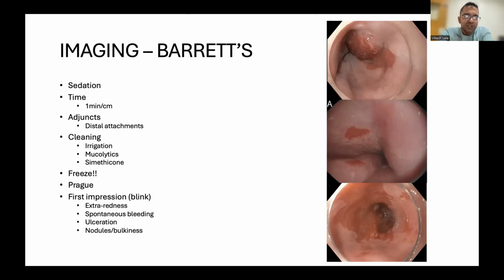The other thing to mention is that it's fundamental to clean the area adequately. You often miss lesions due to mucus, due to bubbles. So remember irrigation, whether you're using a water jet or just syringe irrigation. If you are using a water jet, and I'll mention this a bit later as well, be careful of the pressure of the water jet because you can traumatize lesions and cause them to bleed, and that just makes imaging more difficult. Also consider the use of mucolytics like N-acetylcysteine for mucus and simethicone for bubbles.